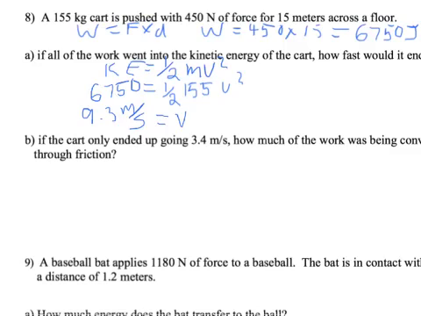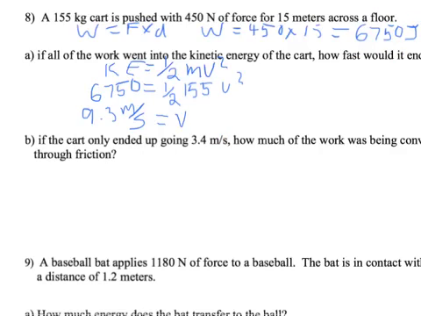But if I look at the next one, it says, but if the cart only ended up going this fast, which is significantly slower than this, how much of the work is being converted to heat through friction? So I want to find out how much energy is missing in this case. I know I have this much energy to begin with. Now I'm going to calculate the amount of energy that's present here, and the difference between that and this is what I've lost to heat.